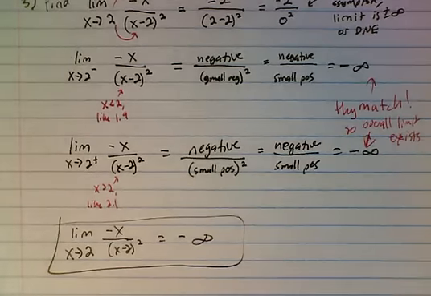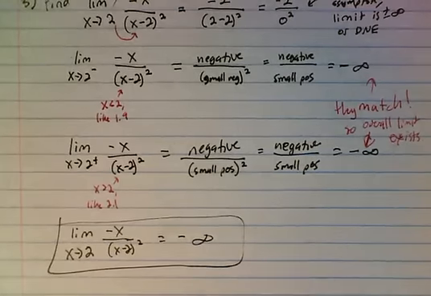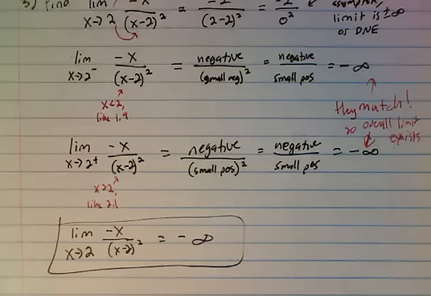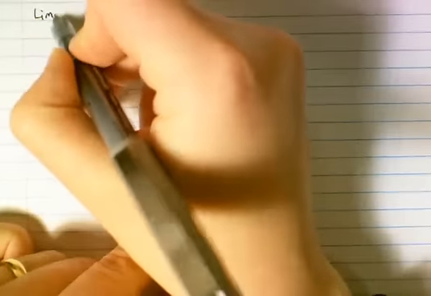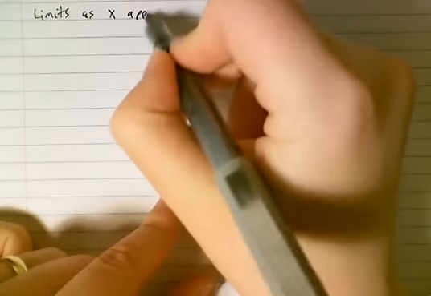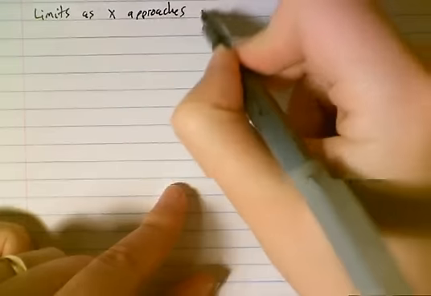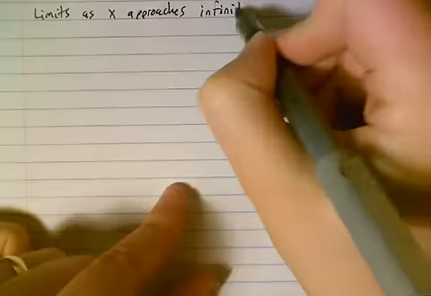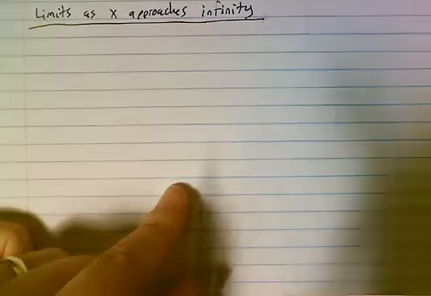In all of these problems, x has been approaching a number, and the limit has been negative or positive infinity. In the next set of problems, we're going to look at x is approaching infinity and see what happens when that occurs. So label these limits as x approaches infinity.